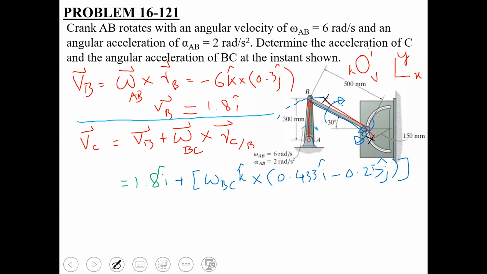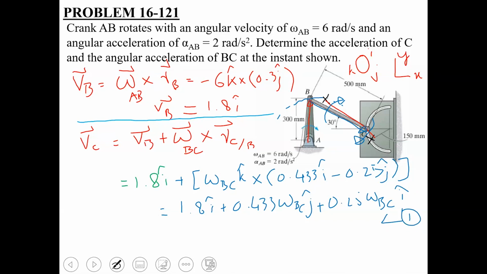Okay, so once you take this cross product, the right hand side would become 1.8 i. The first term is 0.433 omega BC, k cross i is j, so the first term would be equal to j. The second term would be minus, the sign is present, 0.25 omega BC and k cross j is minus i, so minus minus becomes plus, and you will get this on the right hand side. Okay, you will do the cross product in this way.